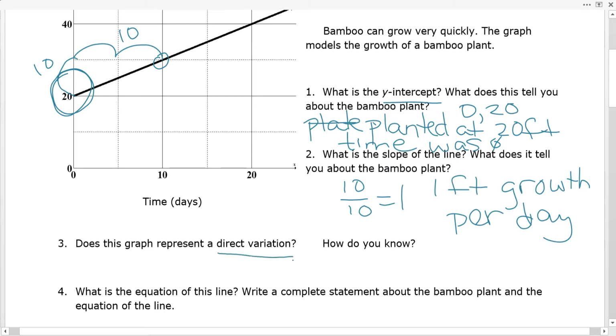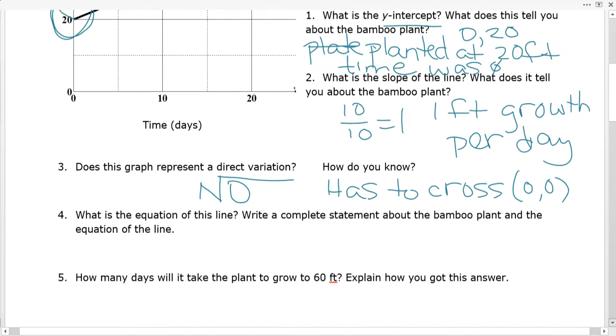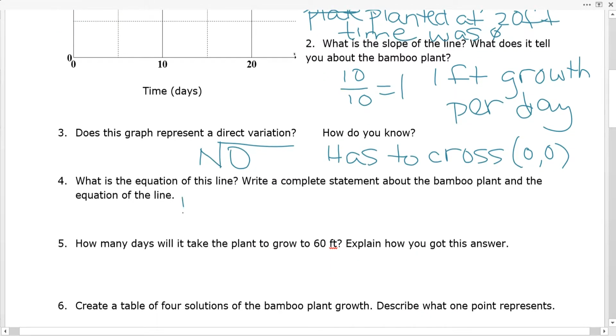Okay, so is this a direct variation? The answer would be no, because for direct variation, it has to cross the origin, which is (0, 0). It does not, so it is not a direct variation. So if we're going to write the equation, we're going to use the slope, which is 1, the y-intercept, which is 20. So my equation is going to be y equals 1x plus 20, which obviously you could put y equals x plus 20.